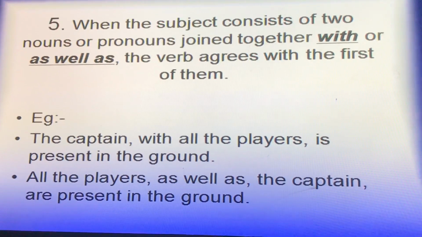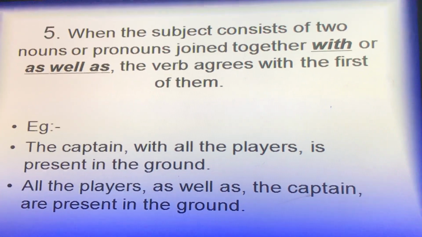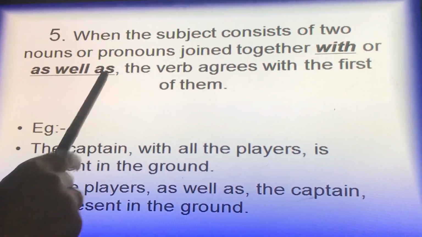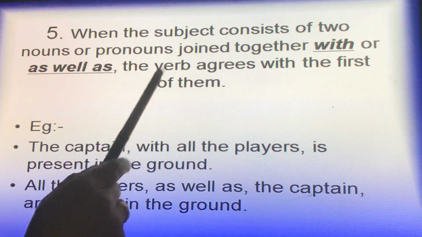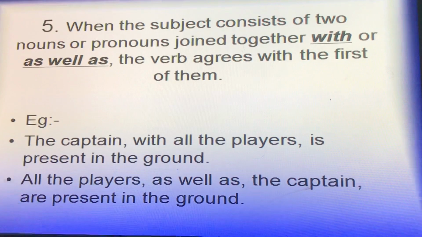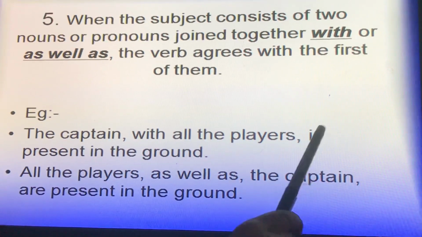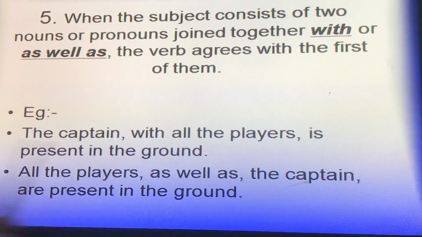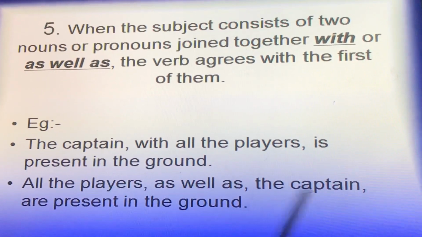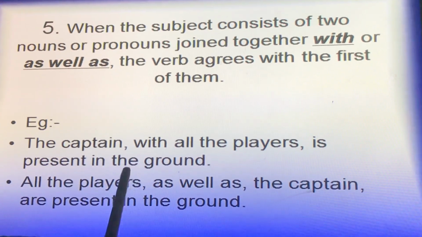Let's move to the fifth rule, that is when the subject consists of two nouns or pronouns joined together with "with" or "as well as", the verb agrees with the first of them, means with the first subject. Example: the captain with all the players is present in the ground, because the verb is used according to the first subject. All the players as well as the captain are present, where "are" is used according to all the players, which is plural in number.